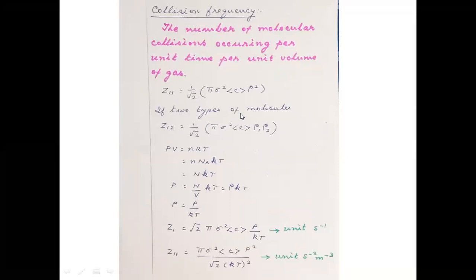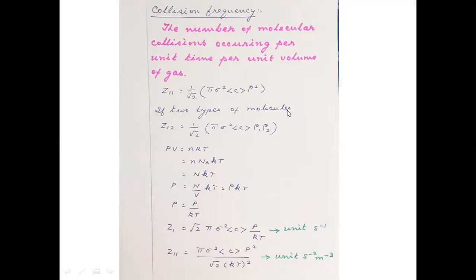So what is collision frequency? Collision frequency is the number of molecular collisions occurring per unit time per unit volume of gas. See, look here. Z11 is equal to 1 by square root of 2 pi sigma square, average velocity and number density square.